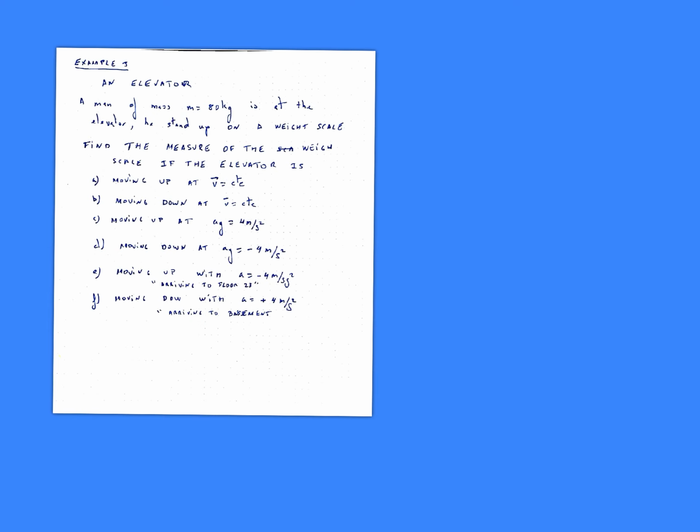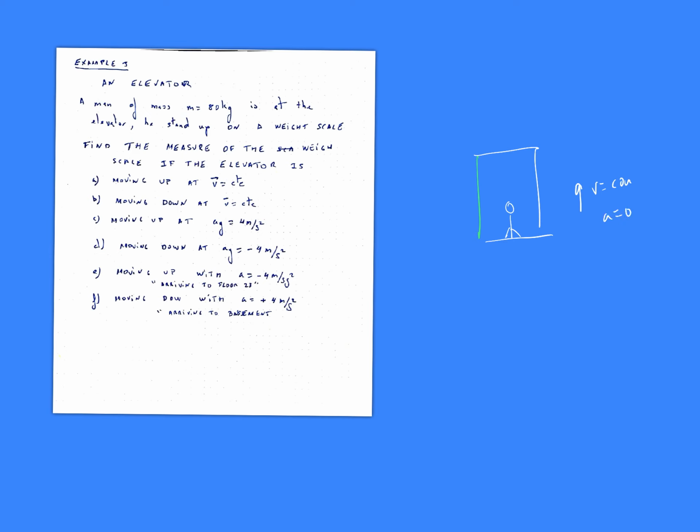A man of 80 kilograms is in an elevator. He stands on a weight scale. Find the measure of the weight scale if the elevator is moving up. Okay, this is the elevator. And the guy is here. And the elevator is moving with constant velocity. So it means that the acceleration is 0.